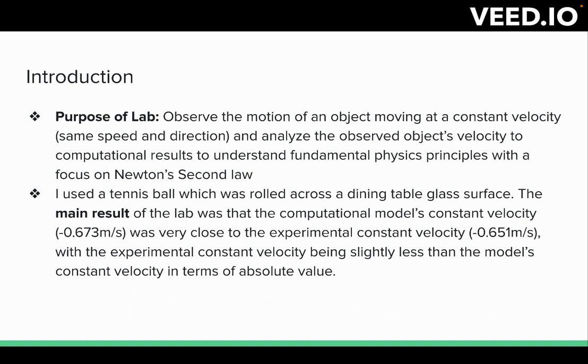The main result of the lab was that the computational model's constant velocity was very close to the experimental constant velocity, with the experimental one being slightly slower than the model's constant velocity.